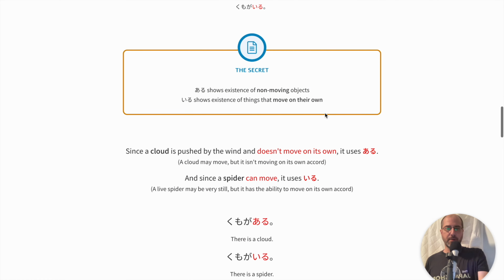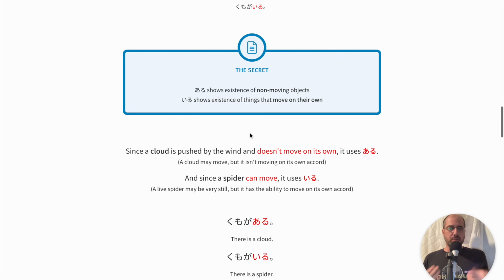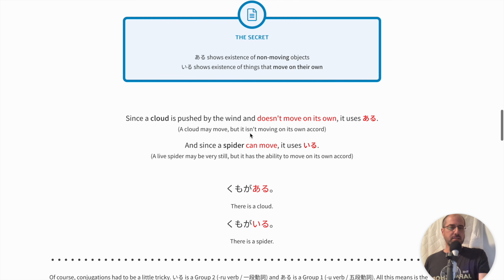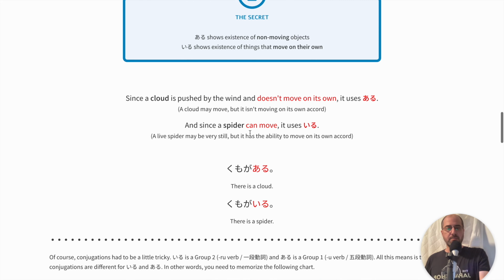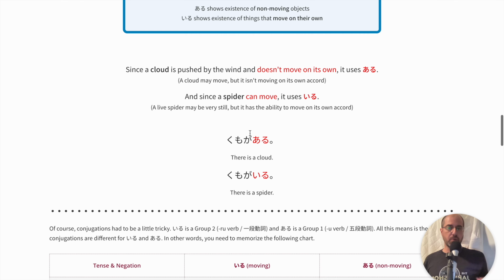So, the secret. Aru shows existence of non-moving objects, objects that cannot move on their own will, or accord. But iru shows existence of things that move on their own. So, a cloud is pushed by wind, so it moves, but it doesn't move on its own accord. It uses aru. And a spider can move on its own, so it uses iru.